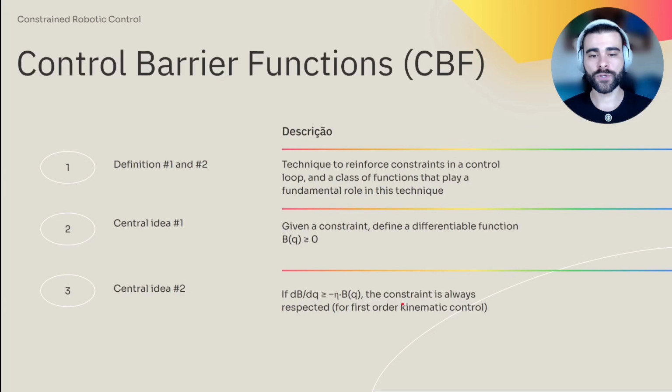Now let's talk about control barrier functions, which are both a technique to enforce constraints in a control loop and also a class of functions that play a fundamental role in this technique. The first idea is that given a constraint, we can define a differentiable function b of q, which is always greater than or equal to 0. And the central idea number 2 is that if we can guarantee that dB/dt, not q, but dB/dt, is also greater than or equal to minus eta b, eta greater than 0, the constraint is always respected, as we're going to see here for first order kinematic control.